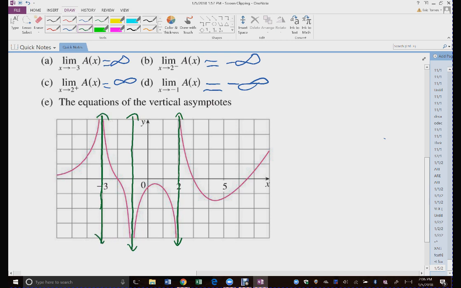So I have 3 vertical lines. First one, x equals negative 3. Second one, x equals negative 1. And the third one, x equals 2. So that's how you find the equations of the vertical lines, and that's how they're defined.